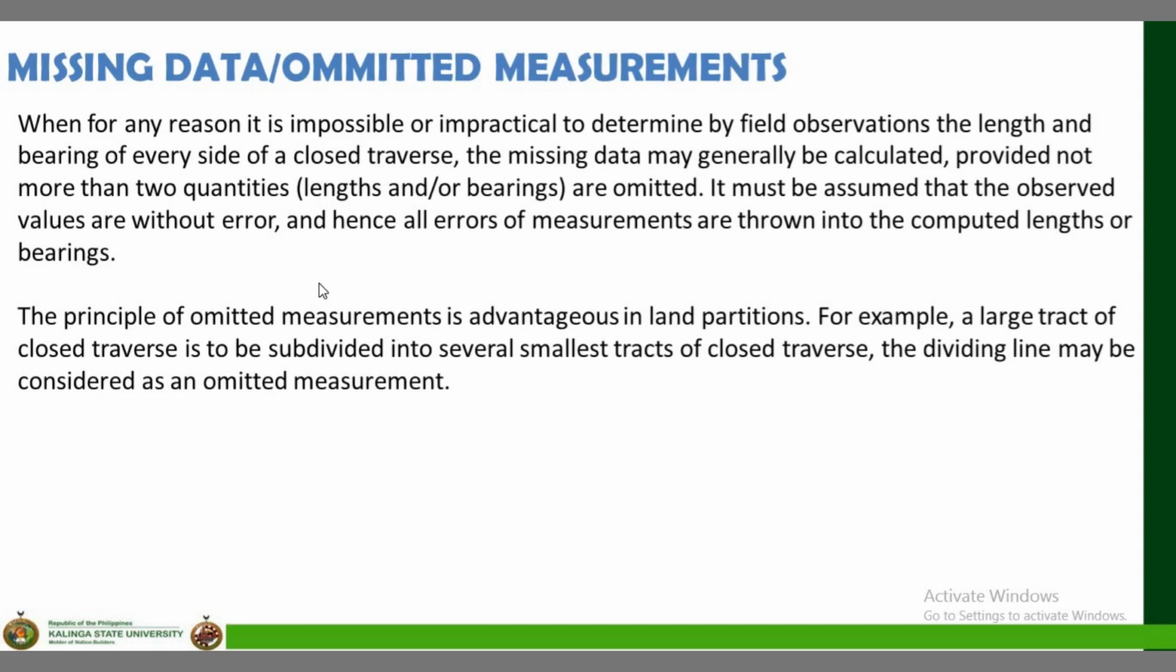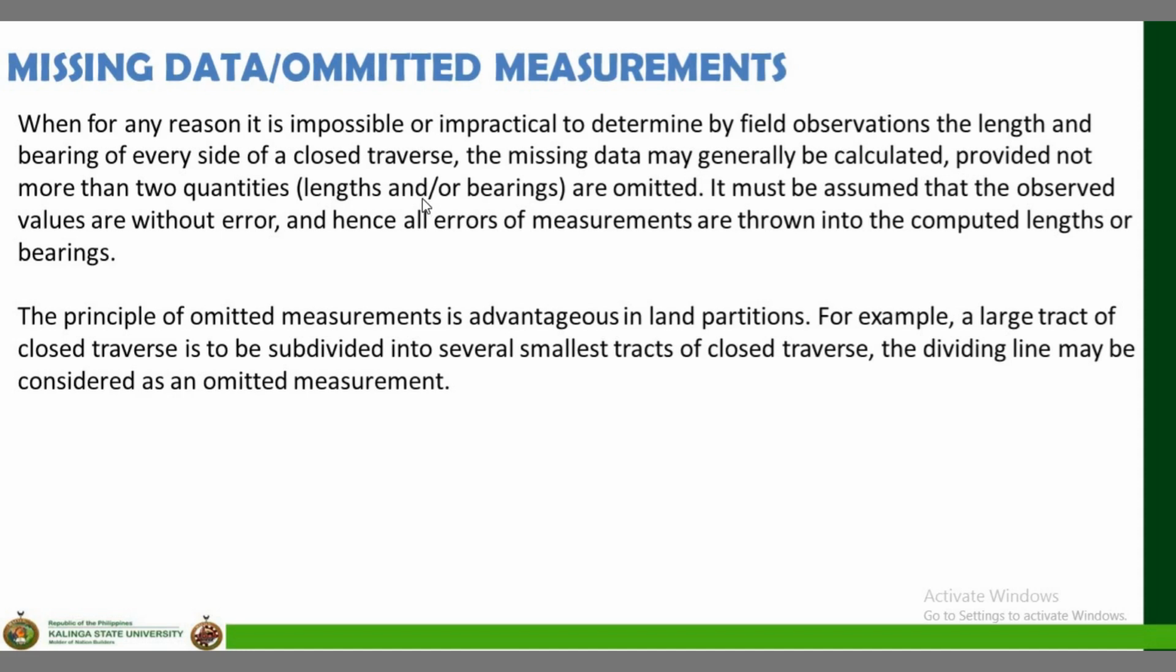Okay, so for missing data or omitted measurements: when for any reason it is impossible or impractical to determine by field observations the length and bearing of every side of a closed traverse, the missing data may generally be calculated provided that not more than two quantities are omitted. As said, we can use this concept provided not more than two quantities are omitted.